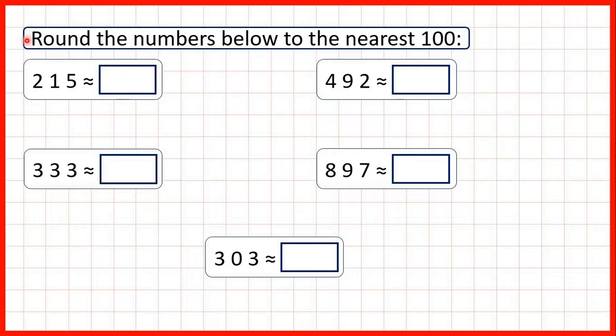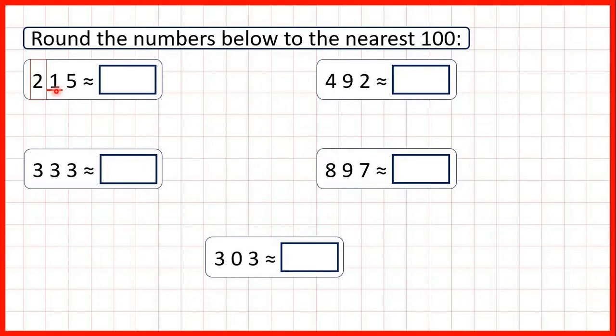We need to round the numbers below to the nearest hundred. First, we have 215. Now because we're rounding to the nearest hundred, the first thing we do is find our hundreds digit. So that's the first digit of a 3-digit number because we have ones, then tens, then hundreds. Then we underline the digit to the right. So we underline our tens digit because when we're rounding to the nearest hundred, it's the tens digit that decides whether we're going to round up or down.